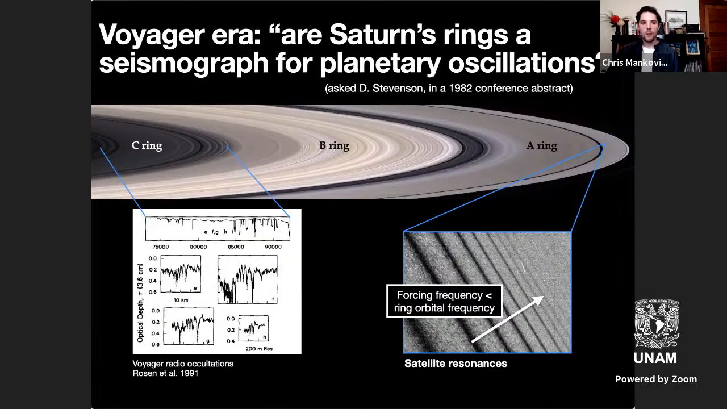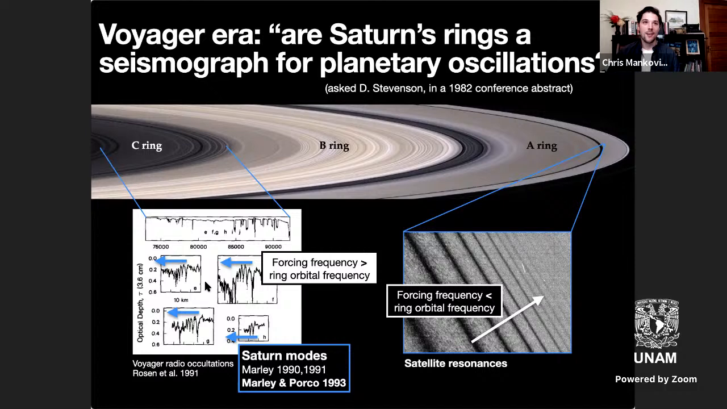In the C ring, there are a bunch of waves that actually didn't have any clear interpretation when they were initially observed in Voyager radio occultations. So this is a radio downlink that is going through the rings toward the Earth to measure density variations in the rings. These density waves are propagating in the opposite direction from this density wave, which is the signature of a forcing frequency that is greater than the ring orbital frequency, which is sort of a telltale sign that the origin for these ring waves is within the rings, and indeed from Saturn itself.